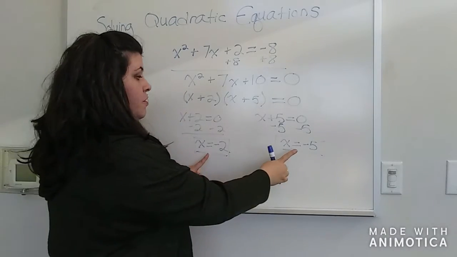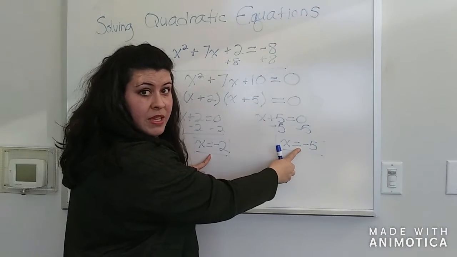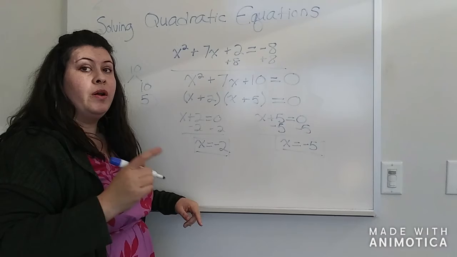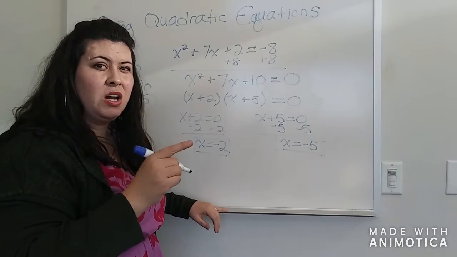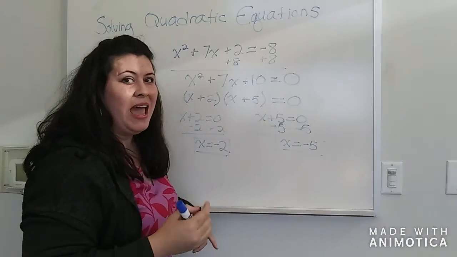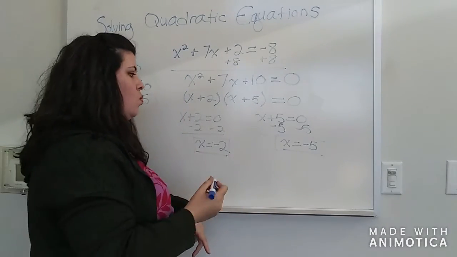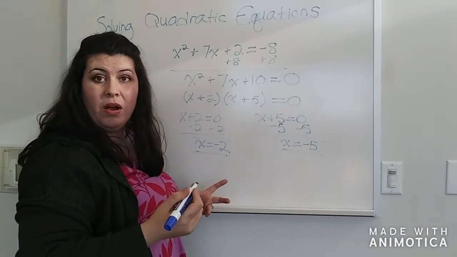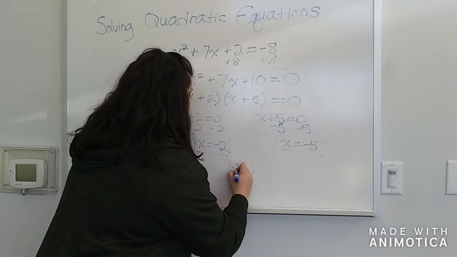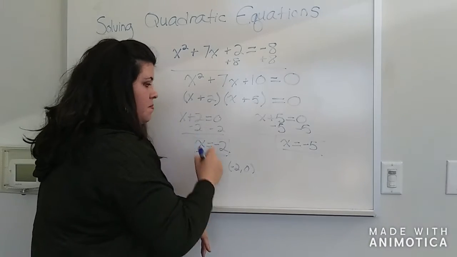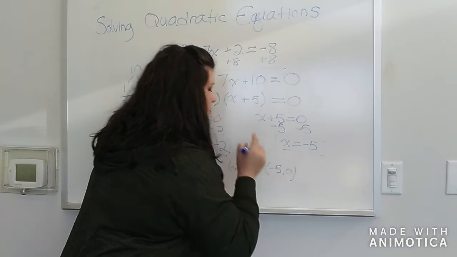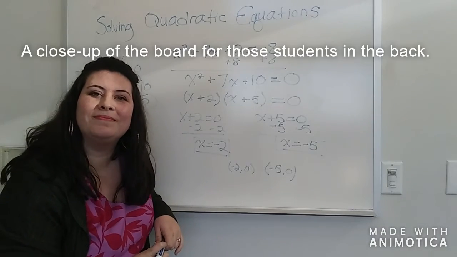But if you're a computer program where your teacher does not accept this, then they probably want the answer as coordinate points. Now remember, coordinate points are written as x, y. And since these are zeros, since these are the x-intercepts, that means that the y-coordinate of these guys is 0. So we can also write these as 2 coordinate points, -2, 0 for that one, and -5, 0 for that one.